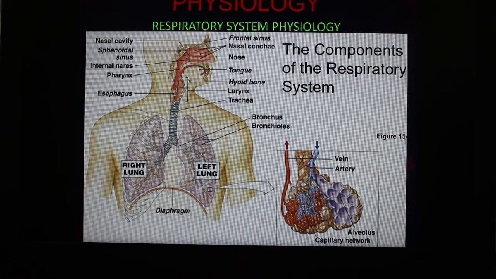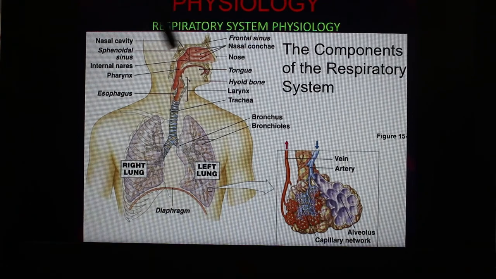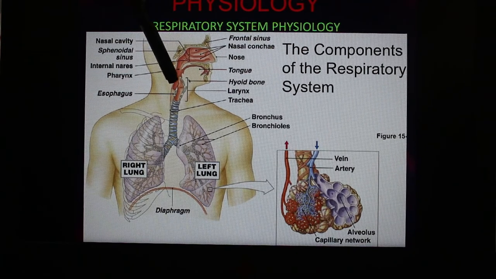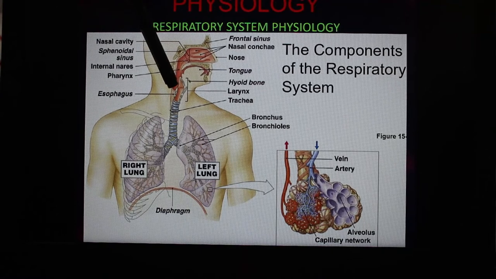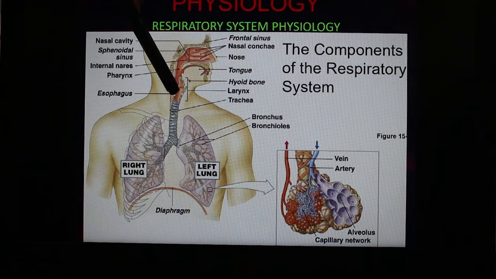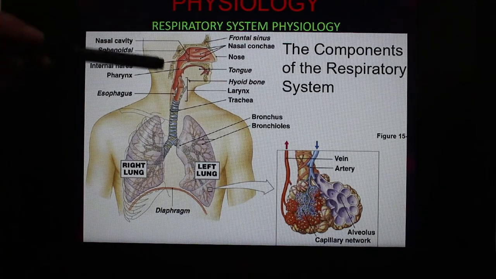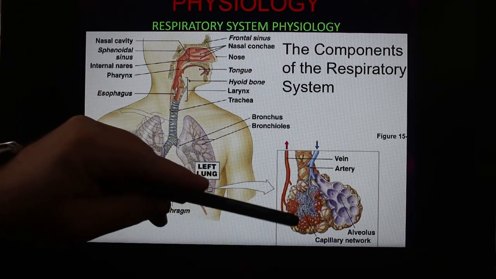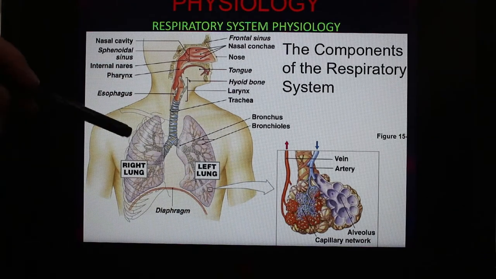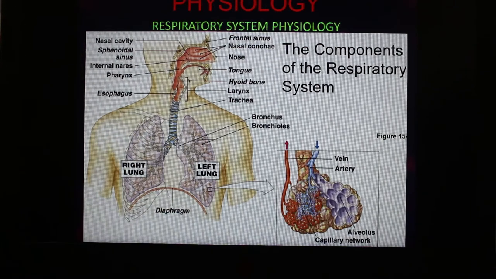So the area down to the laryngopharynx, the pharyngeal area here, is called the upper respiratory tract. Starting with the larynx and the trachea, and then the lungs to the air sacs, which are called the alveoli, the rest is called the lower respiratory tract.